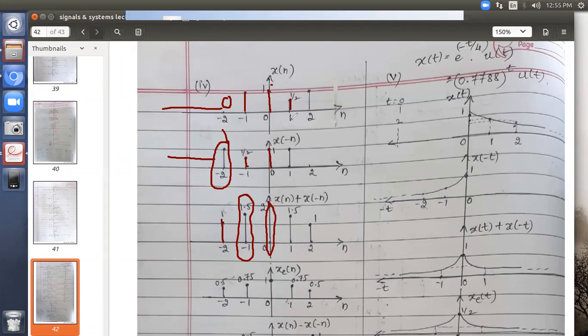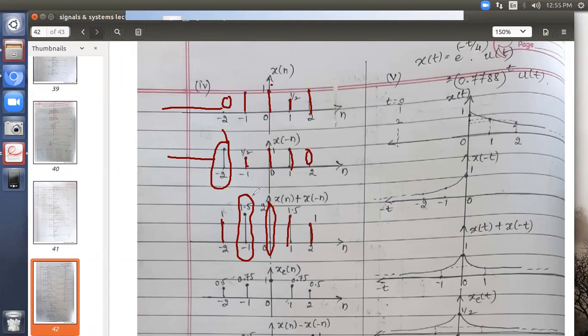Then 0.5 plus 1, 1.5 again. Then amplitude is 1, here it is 0. So 1 plus 0, 1. Okay, this is the addition.